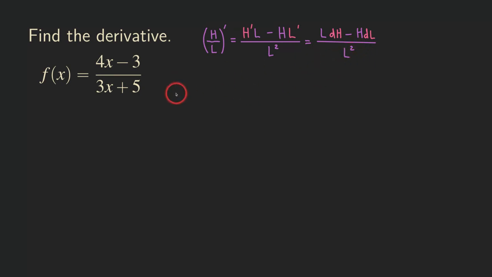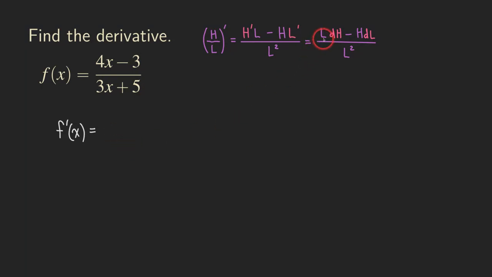Now let's get started on the problem. We were just talking about how to memorize the quotient rule, and we haven't even touched the problem yet. As you can see here, the 4x minus 3 is the high function. The bottom function, the 3x plus 5, is the low function. Now we can apply the quotient rule. So let's do that. We have f prime.